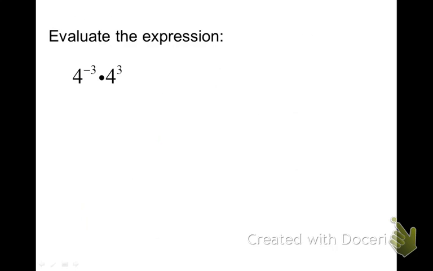Here, we're combining from the very first section, 8-1. So when we're multiplying like bases, we add the exponents. So 4 to the negative 3 times 4 to the positive 3. We're going to add the exponents, and you get 4 to the 0, which is 1.